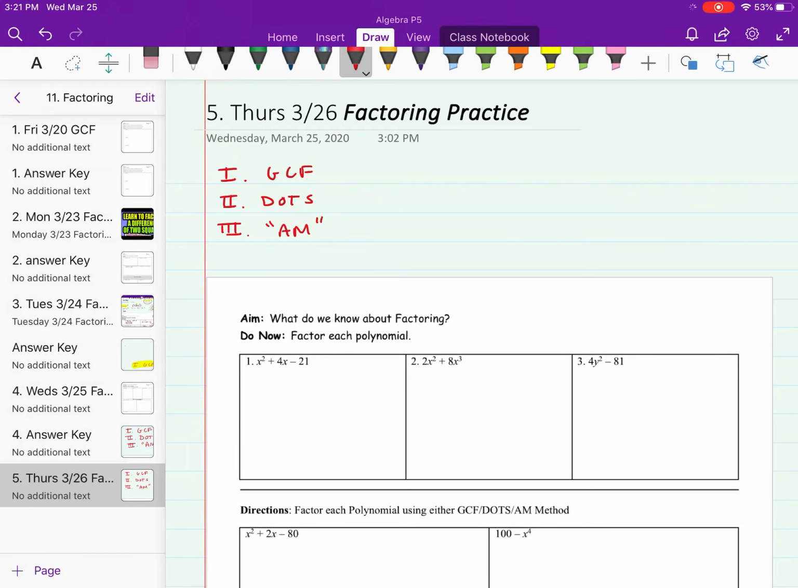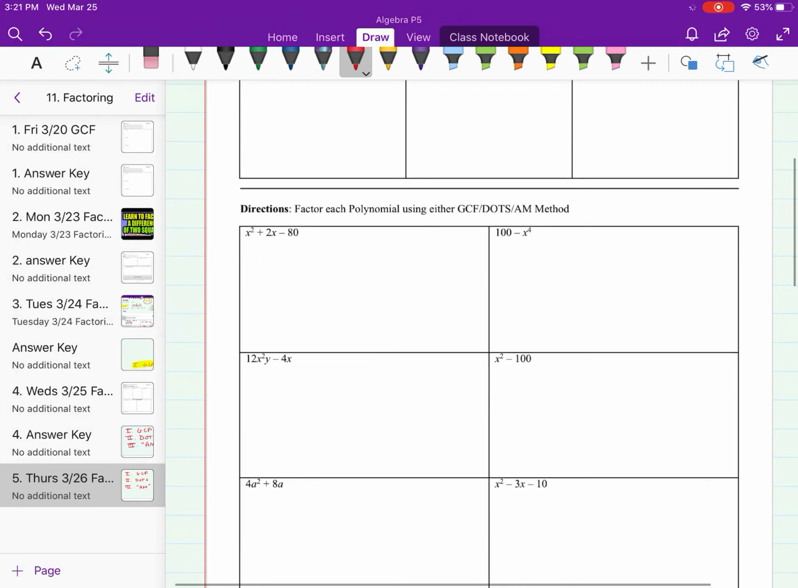So I'm actually only going to do these top three problems here. I'm going to leave the rest of the sheet blank.